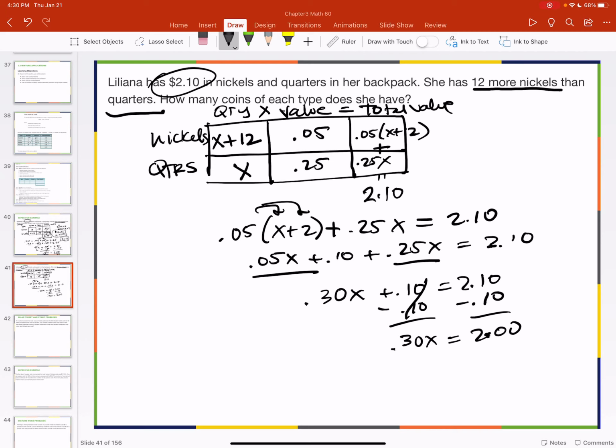Let's see here. So let me make sure I did everything correctly. 2 tenths to 5.30x plus 2. 0.01. Oh, I messed up. I'm so sorry. This is a 12. I don't know why I wrote a 2. Oh, geez. I'm like, why is this? This is not right. Okay, that's fine.